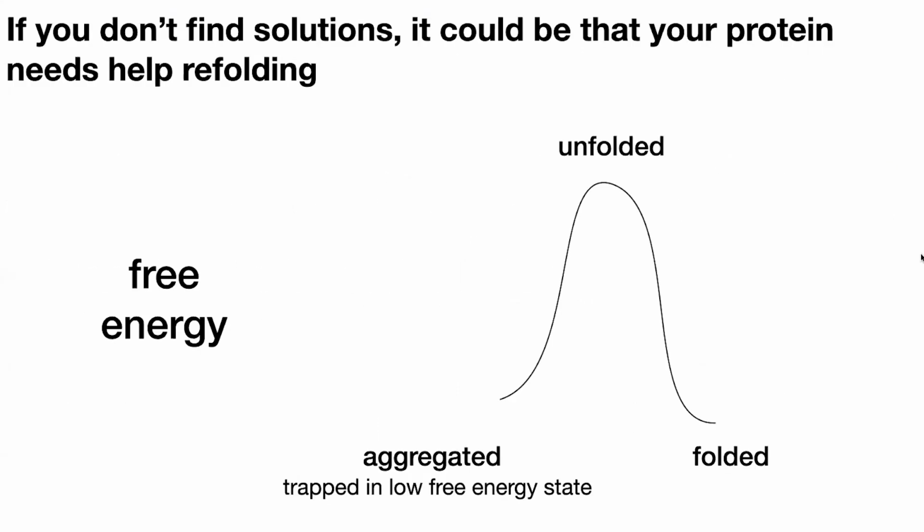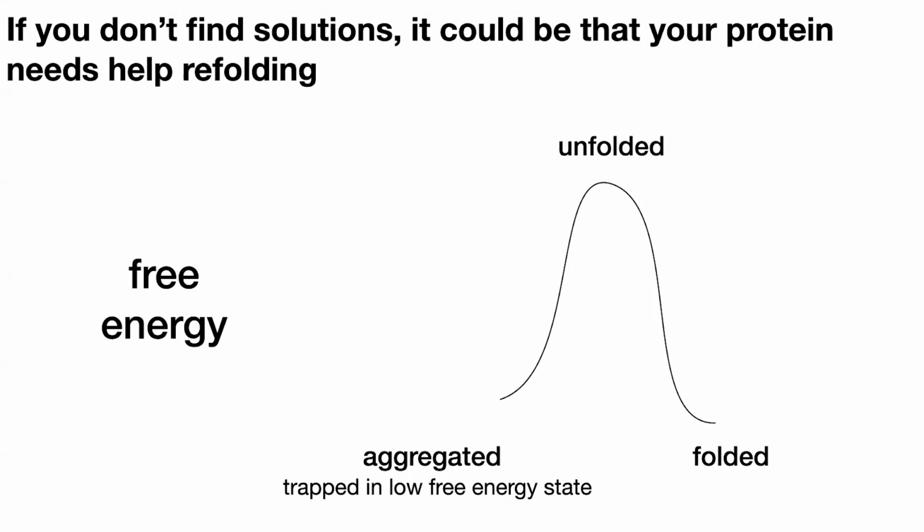If you don't find a solution, it could be that your protein needs help refolding because it's stuck in an energy minima. So basically, when molecules have a low, what we call, free energy, that's when they're most stable, and when they have a high free energy, they're the least stable. And if they're at a high free energy, then they're likely to go to a lower energy state. And when they're in that lower energy state, then it's harder for them to change state because they're happy as they are.